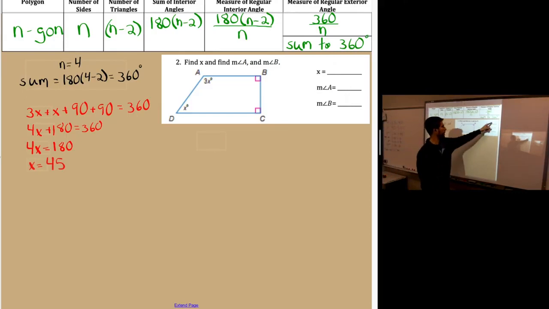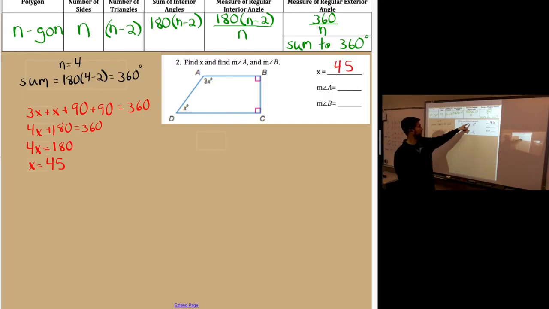Remember, it asked for x, but it also asked for the measure of A and the measure of B. Well, the measure of A here is 3x. We know what x is. X is 45. So all we need to do is plug in 45 for x. 3 times 45 equals 135. So the measure of A is 135 degrees.